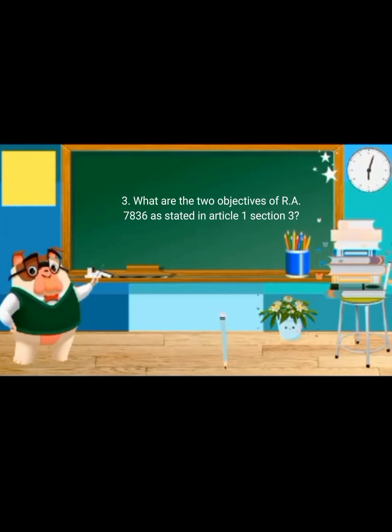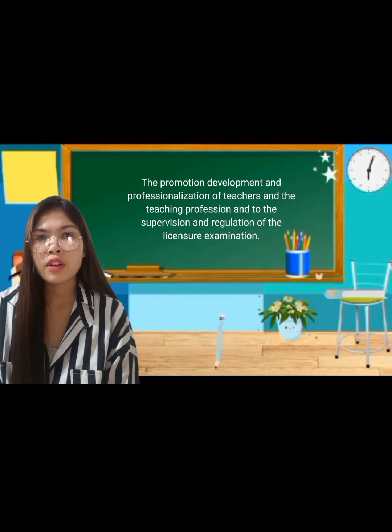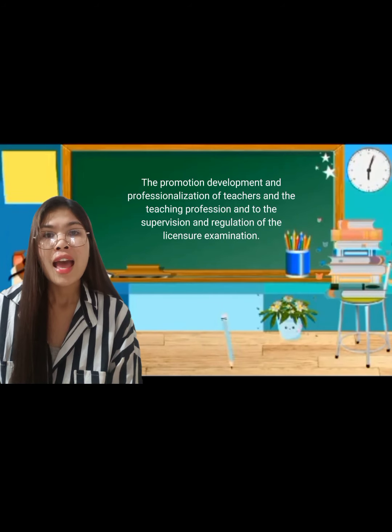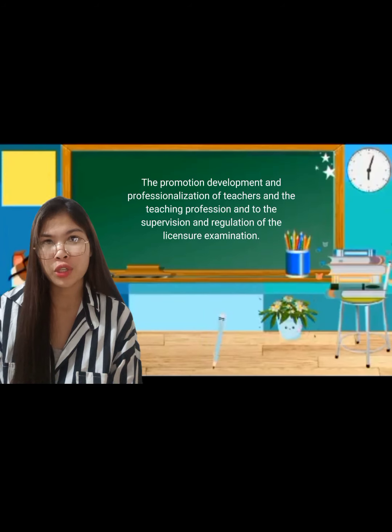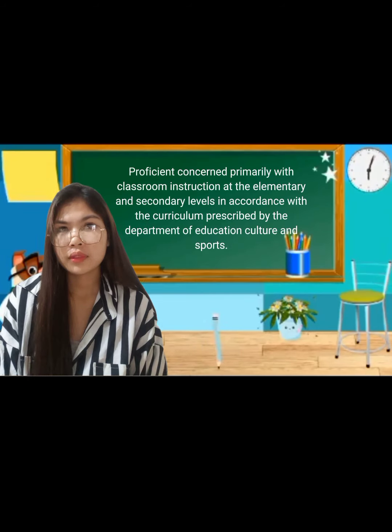3. What are the two objectives of RA 7836 as stated in Article 1, Section 3? The promotion, development, and professionalization of teachers and the teaching profession, and the supervision and regulation of the licensure examination.